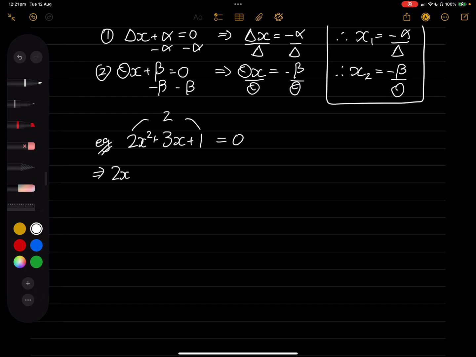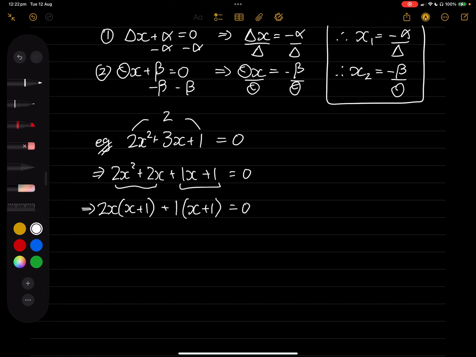So we get 2x squared plus 2x plus 1x plus 1 equals 0. Factor the first two, factor the second two. This becomes 2x in front of x plus 1, and then 1 in front of x plus 1 all equals 0. We bring the x plus 1 out the front. We have x plus 1 times 2x plus 1. This is equal to 0.